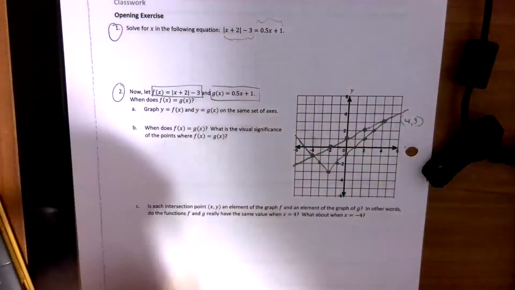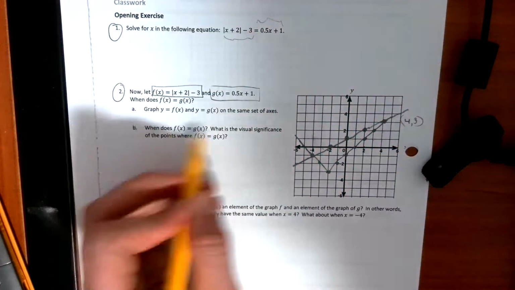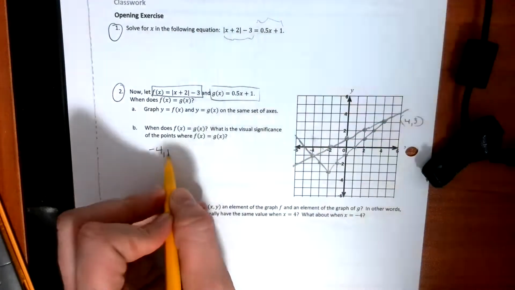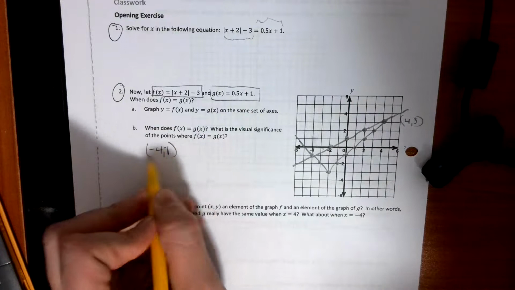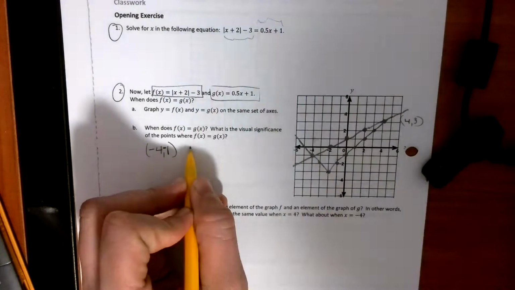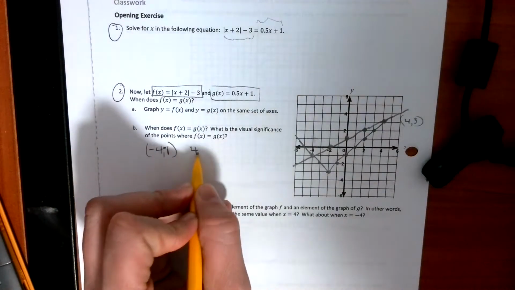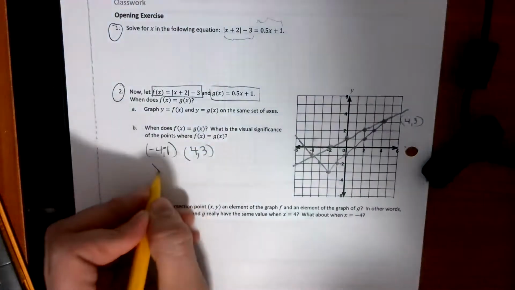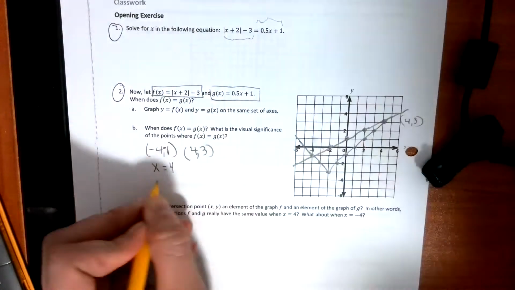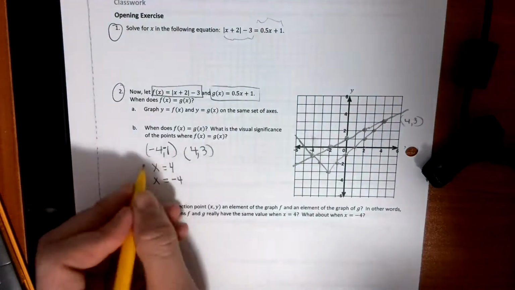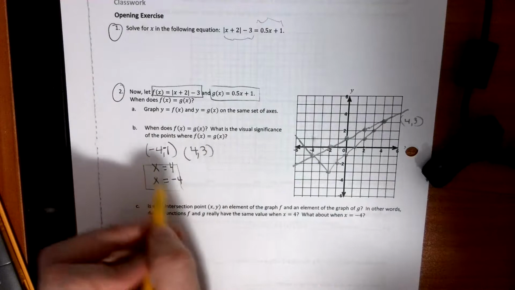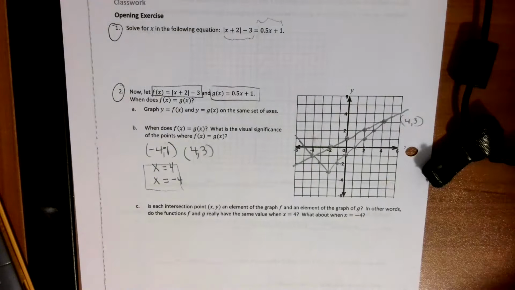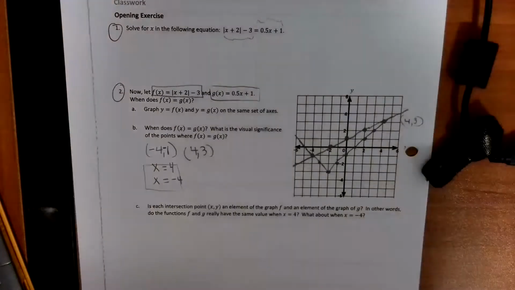Okay, so it says, where does f of x equal g of x? They equal each other at the points -4, -1. That's a negative. And they meet also at 4, 3. So they meet when x equals 4 and when x equals -4. That's mainly what they're asking, because the x's are what we're talking about here. So that's the most important part. So that's what I wanted to show you there.